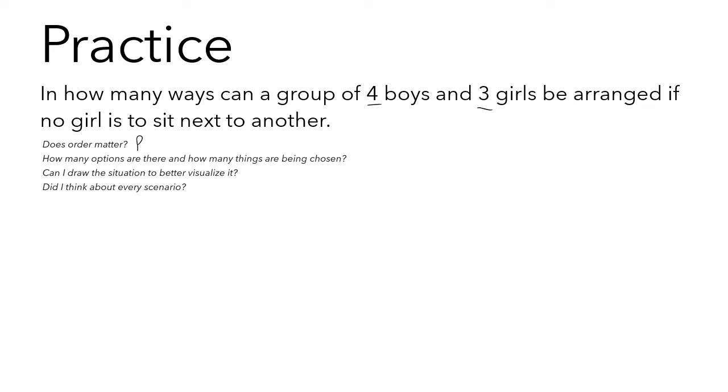In a second, I'm going to show you why it actually also includes a combination. So I'm going to write P and C here. Next question, how many options are there and how many things are being chosen? To answer that, I'm actually going to draw the situation. So we're assuming we have a group of 4 boys, so I'm going to let them be represented by circles. And then we've got 3 girls. Now, in order for the girls not to sit next to each other, they have to go in the spaces. But keep in mind, they could also go on the outside. So the girls have 5 possible places they could go.